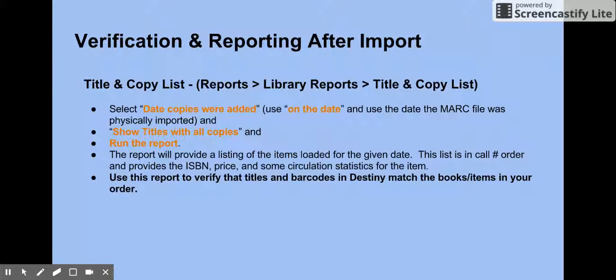Then run the report. The report will provide a listing of the items loaded for the given date. This list is in call number order and provides the ISBN number, price, and some circulation statistics for the item. Use this report to verify that titles and barcodes in Destiny match the books or items in your order.